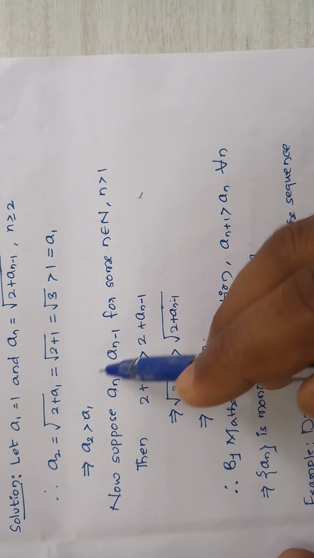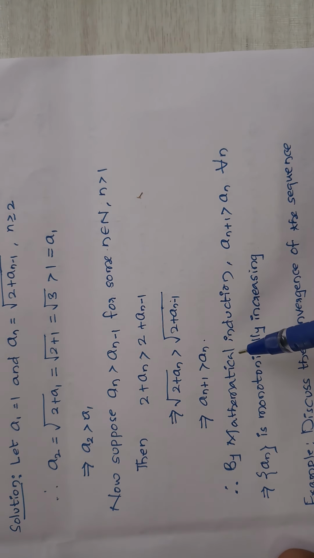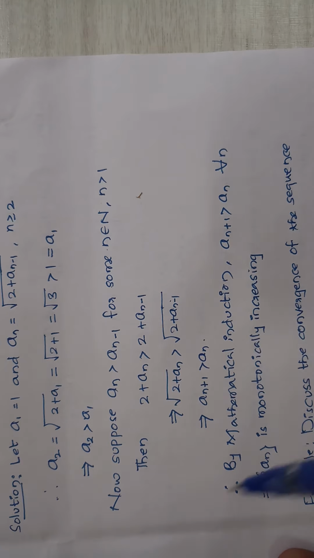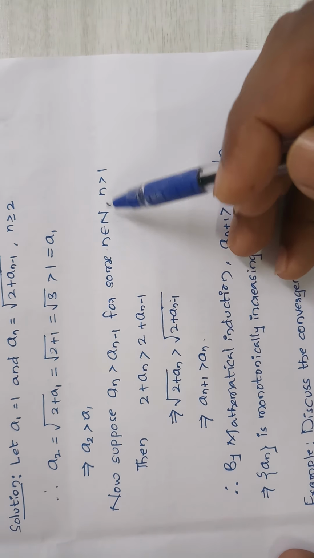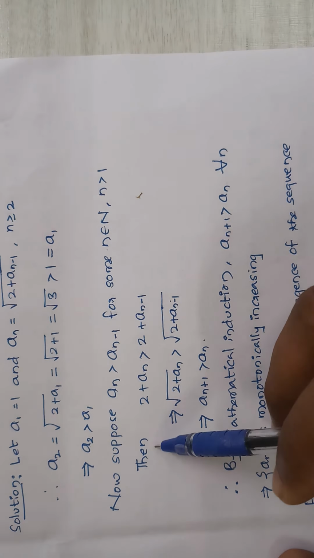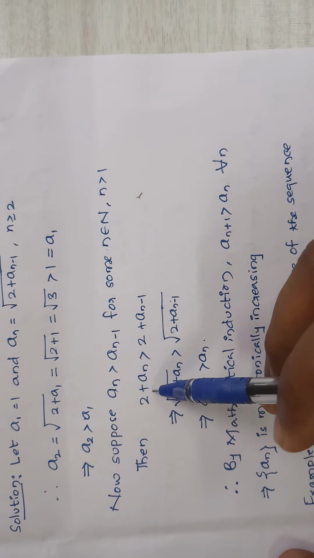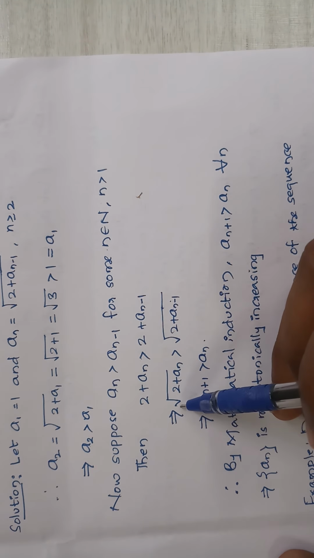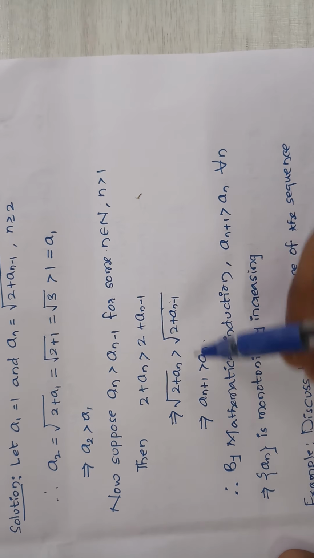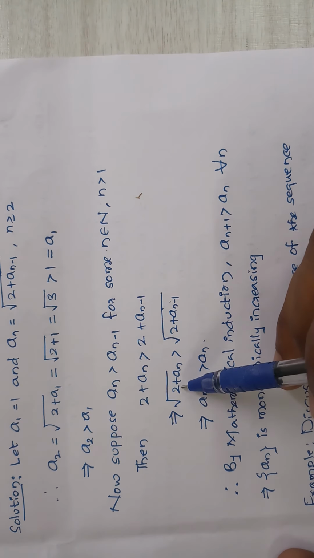Okay, so I am using mathematical induction to prove your given example. So now I am taking an is greater than an minus 1 for n belongs to N. Here n is greater than 1. So here what I am writing, I am adding 2 to both sides. So then it will become 2 plus an is greater than 2 plus an minus 1. So later I am taking square root. Square root of 2 plus an is greater than square root of 2 plus an minus 1. Means this is n plus 1.